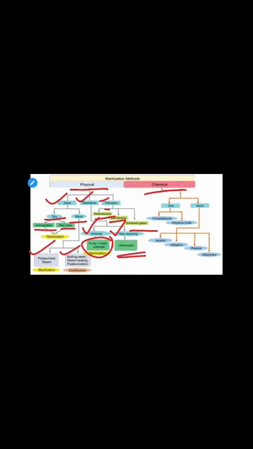Now come to chemical sterilization. Chemical sterilization has two important types: one is gas and one is liquid. In gas we use formaldehyde and ethylene oxide, and in liquid we use alcohol, halogens, phenols and aldehydes.